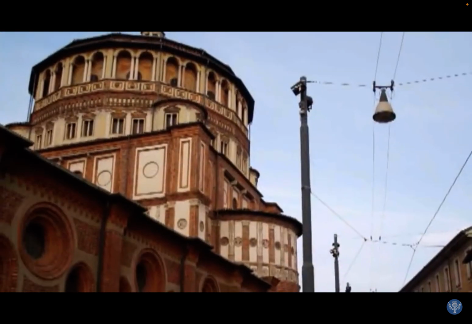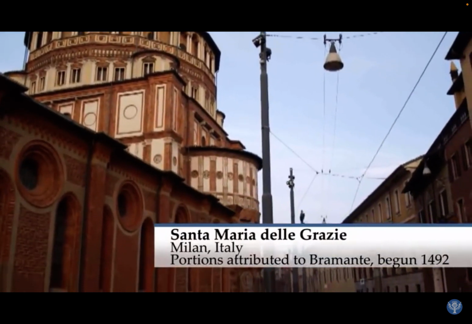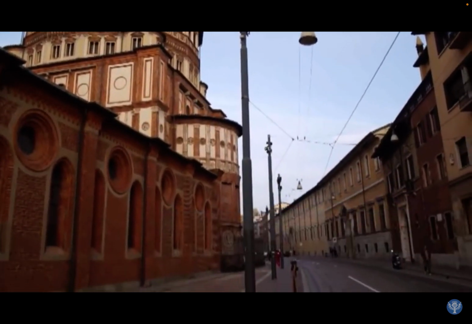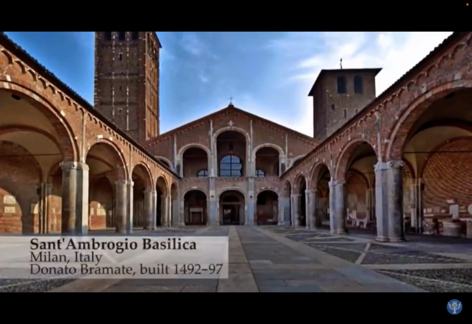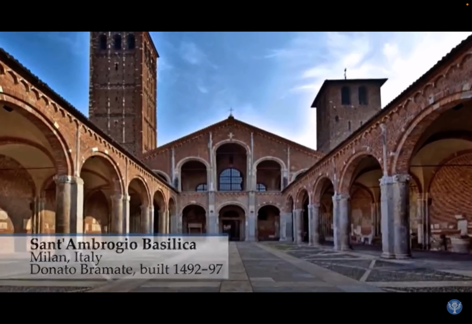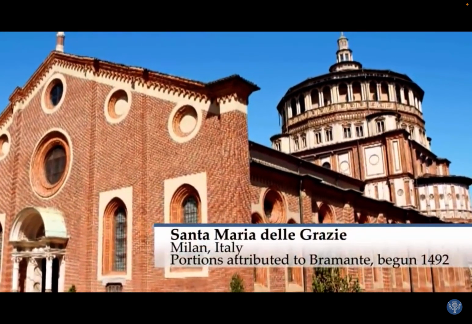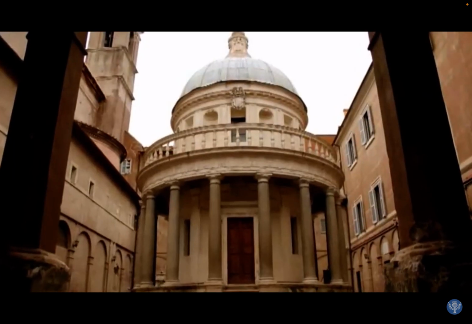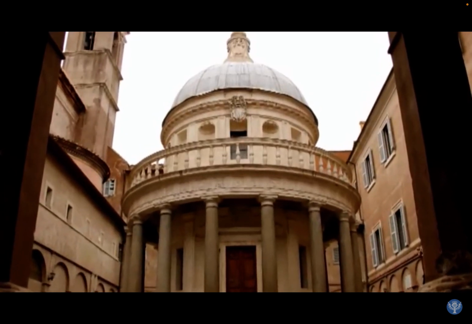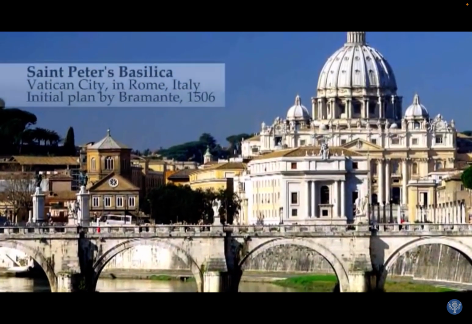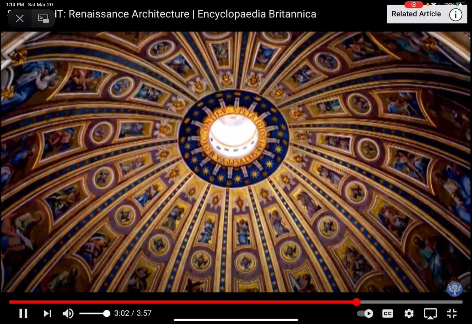The beginning of the 16th century saw the development of the High Renaissance style of architecture, which heralded harmony, clarity, and repose. Donato Bramante introduced this style with works such as the Rectory of Sant'Ambrogio and the Church of Santa Maria delle Grazie, both in Milan. The Tempietto at San Pietro in Montorio, his first Roman masterpiece, is a centralized dome structure that recalls classical temple architecture. Bramante also served as the first architect of St. Peter's Basilica in Rome until his death in 1514.